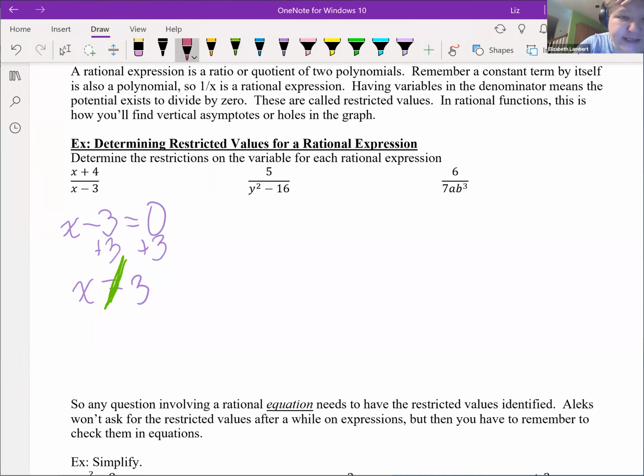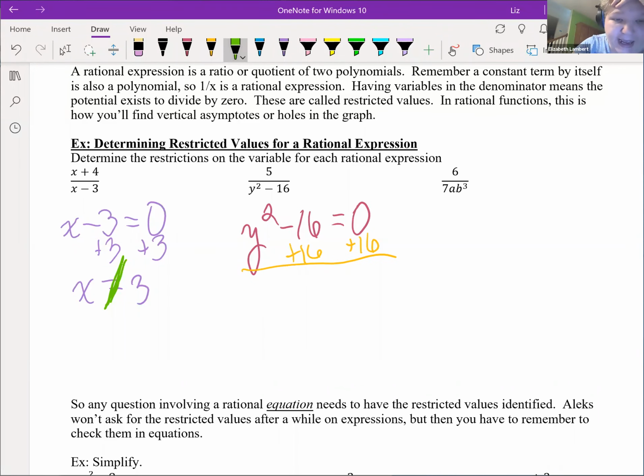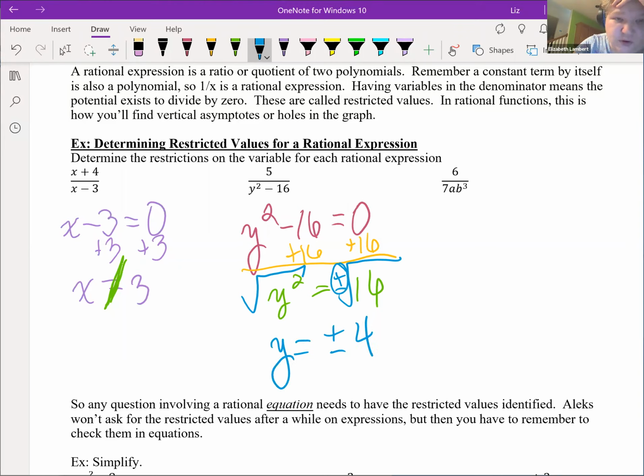All right, over here on our next one, a little more interesting, we have a quadratic. Ooh, good thing we spent a lot of time on these. I'm going to use the square root property on this one because I can. So y squared is 16. We apply the square root, so we put a plus or minus. And we get y equals plus or minus 4. Or more appropriately, y cannot equal plus or minus 4.